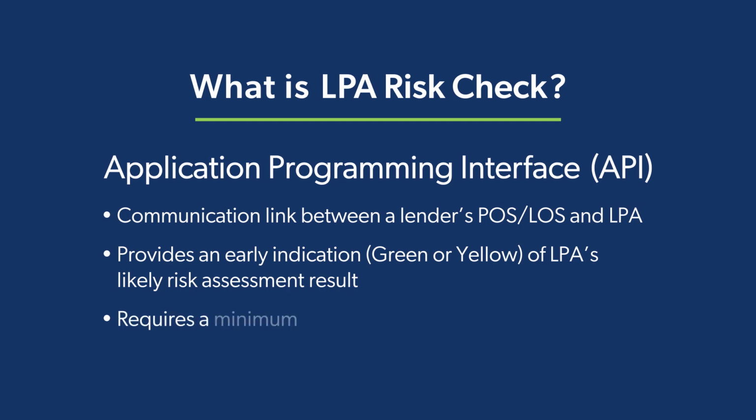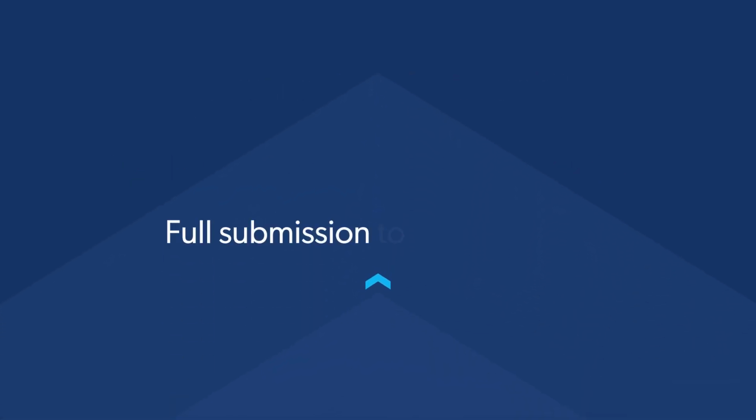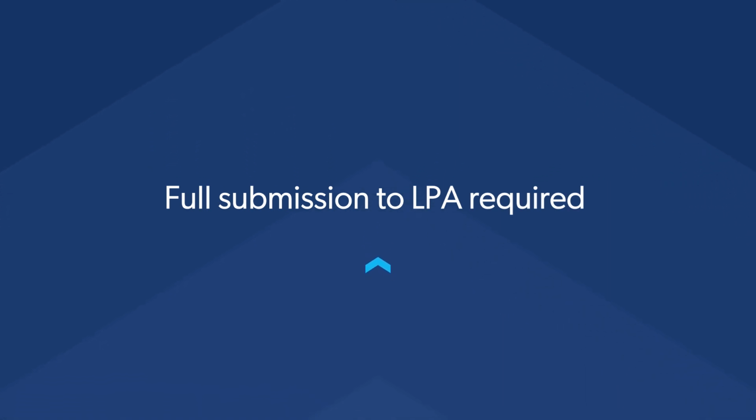No need to submit the entire LPA URLA dataset, only about 30 data fields. It's easy to connect to Risk Check. Risk Check does not perform a complete LPA loan assessment. For example, purchase eligibility is not assessed. A complete LPA submission is still required to determine if the loan can be sold to Freddie Mac.